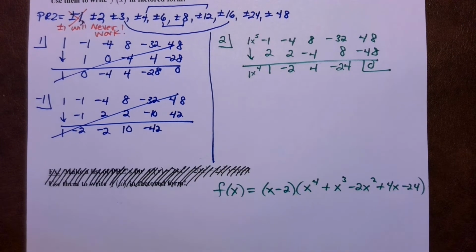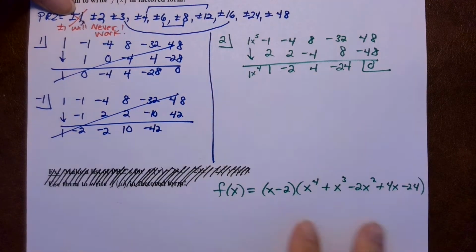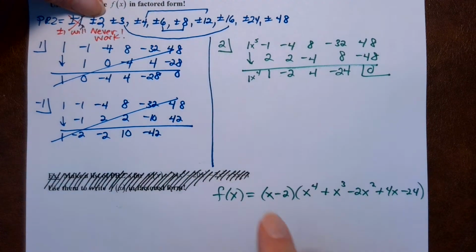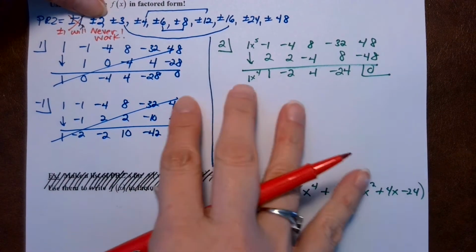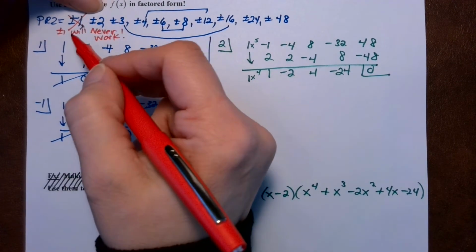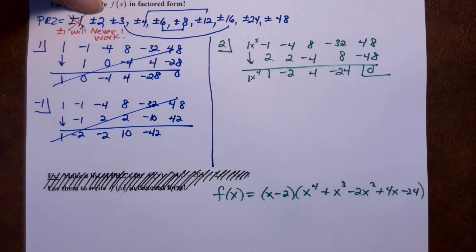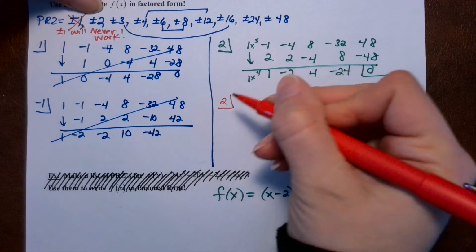Now what number should we test? We should not try plus or minus 1. We're done with them. 2 just worked, but what I'm going to do is try it again. It might work again. I can't cross positive 2 off. I'm not done with him. He worked once, he might work again. So let's try 2 again.